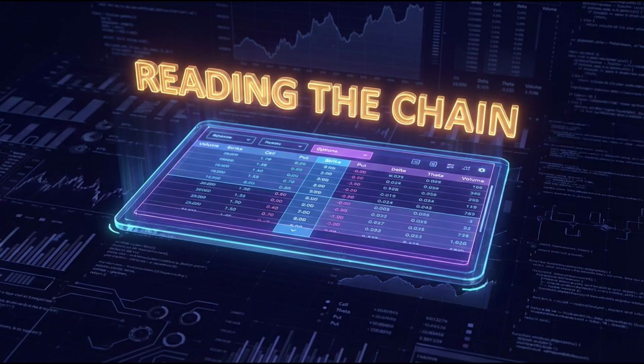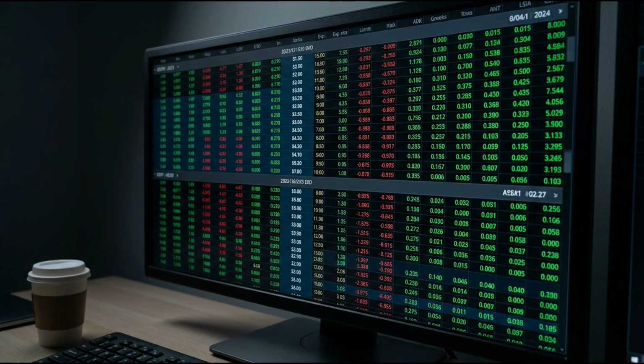In this video, we decode the matrix of the options chain. The options chain is the command center for every trade you will ever place. To the untrained eye, it appears as an overwhelming spreadsheet of fluctuating numbers. But for a professional, it is a precise map of market sentiment and liquidity. This interface displays every available contract for a specific underlying asset, organized by expiration date and strike price.